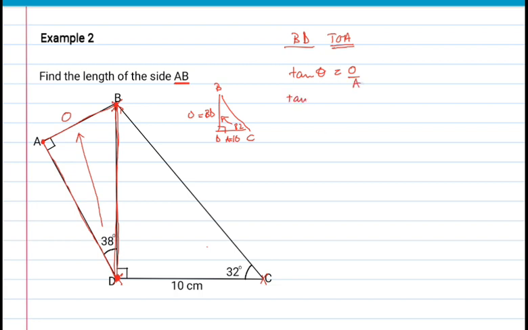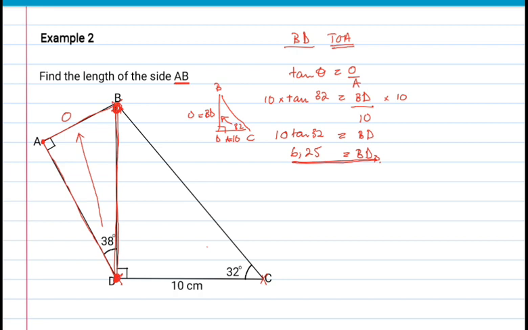So here we have tan, and then our angle is 32, is equal to our opposite, which is BD, all over our adjacent, that's 10. Then we multiply 10 on both sides. Multiplying 10 on both sides gives us 10 tan 32 is equal to BD. Then if we simplify it, our BD will be equal to 6.25.